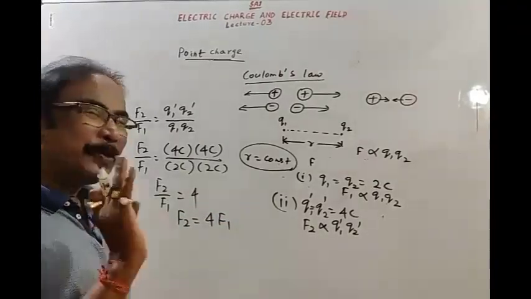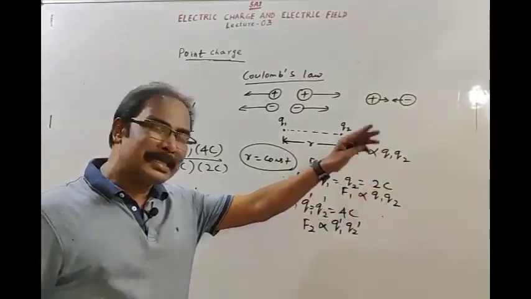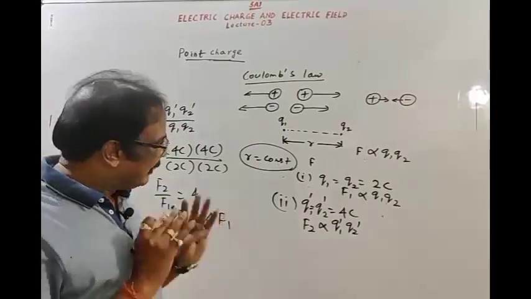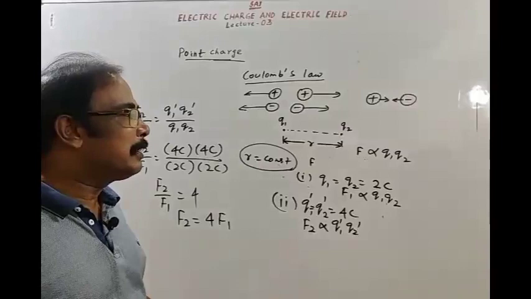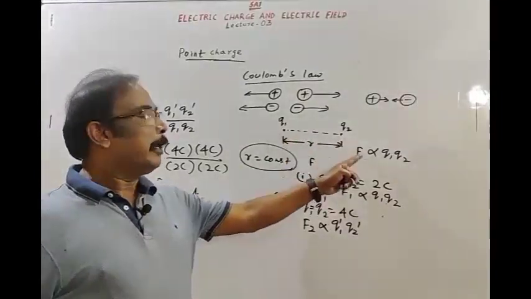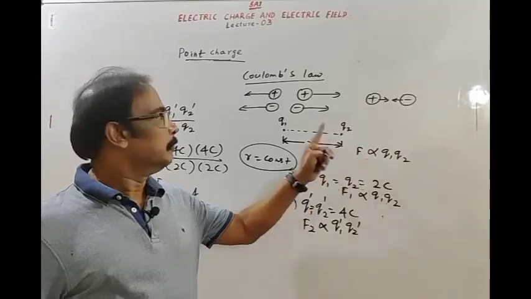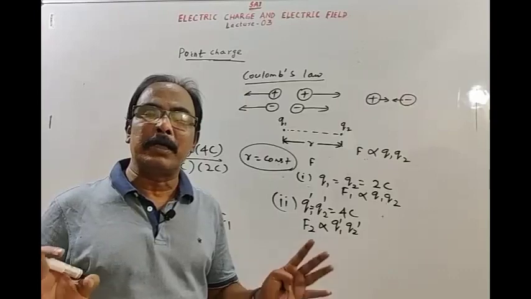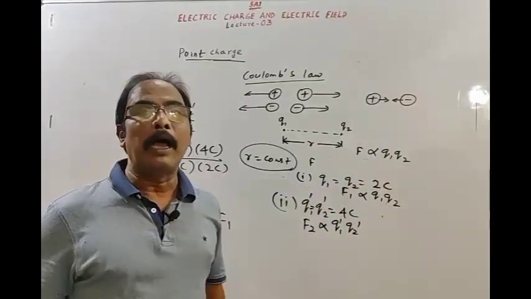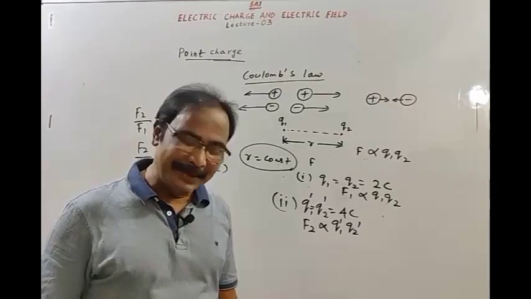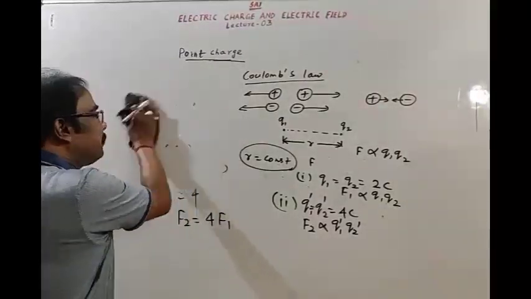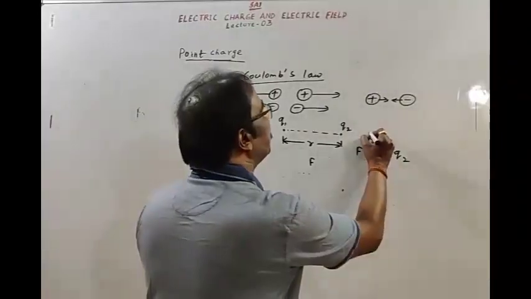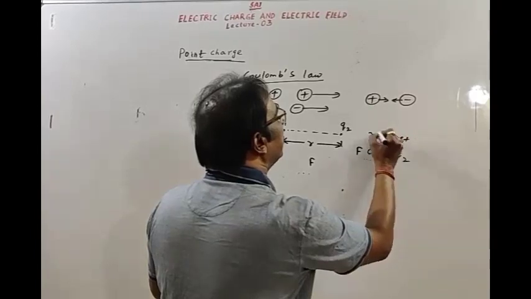Similarly, it is also observed that if the magnitude of charge is halved, then the magnitude of force decreases. So this type of experiment or observation concluded that the magnitude of force of attraction or repulsion, whether positive-positive, negative-negative, or positive-negative, varies directly as the product of the magnitude of charges. Okay, then the next observation. This relation comes when the distance between the charges is kept constant.